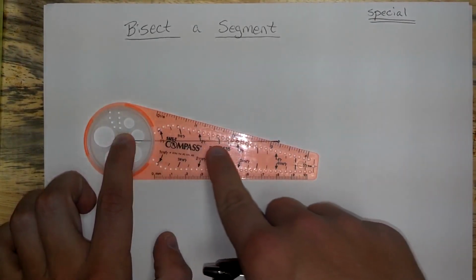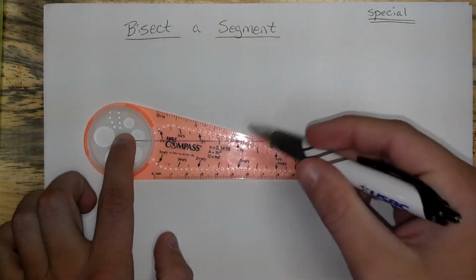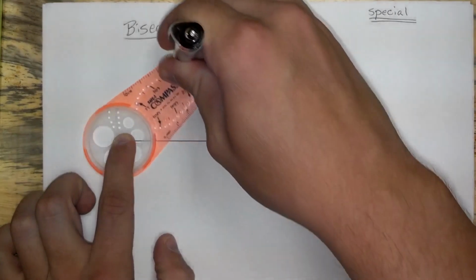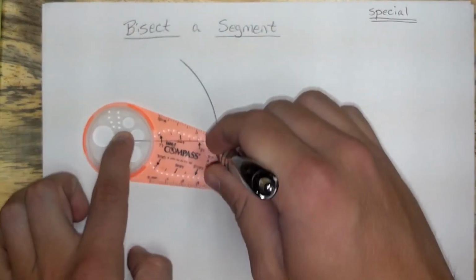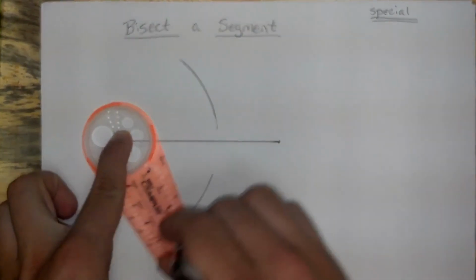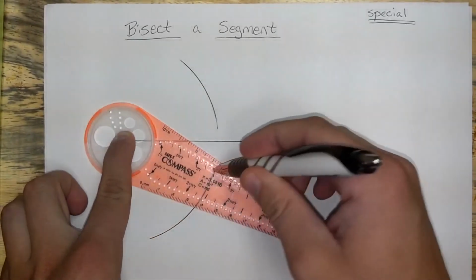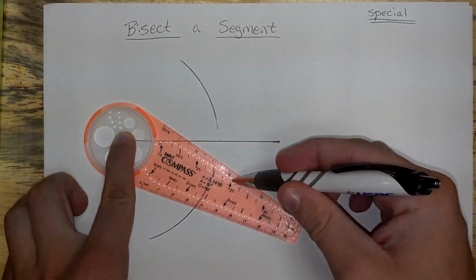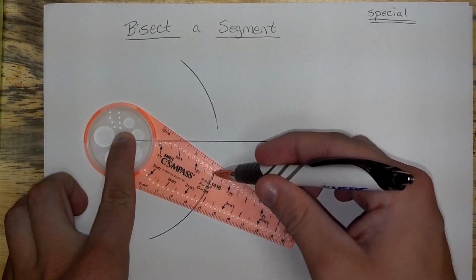So, I'm going to come over here, beyond halfway, and pick this mark right here. I'm going to go ahead and make an arc up above. And I'm going to come down and do the same thing down below. Now you have to remember which hole you used. It looks like 2, here's 3, so 2.5 right in the middle by that bold line.